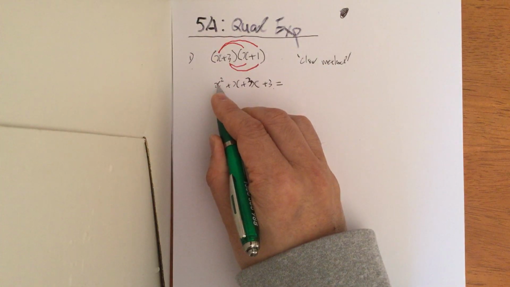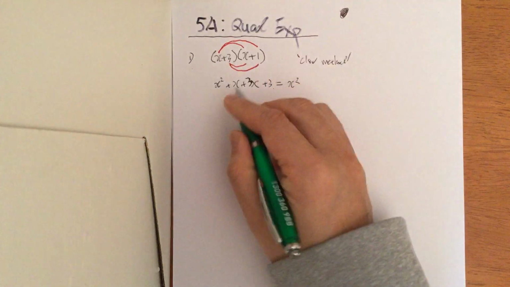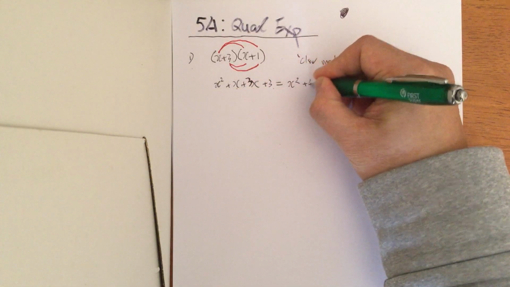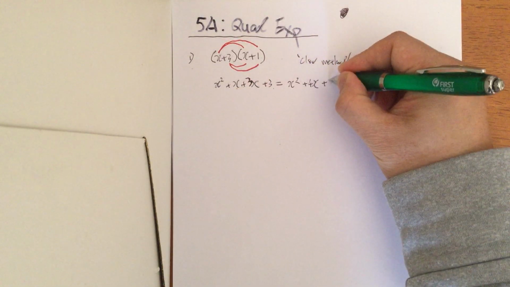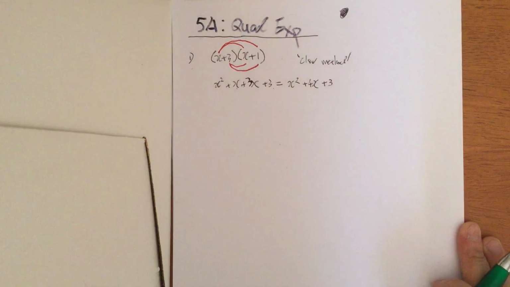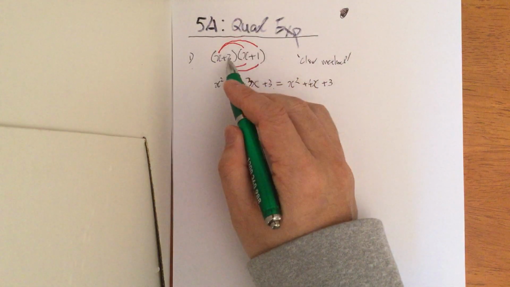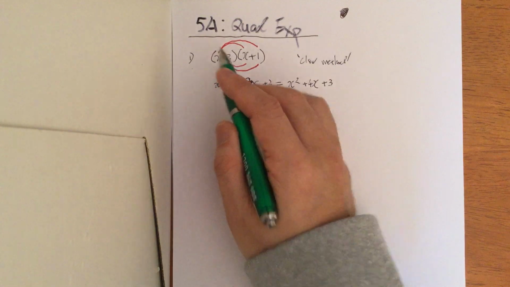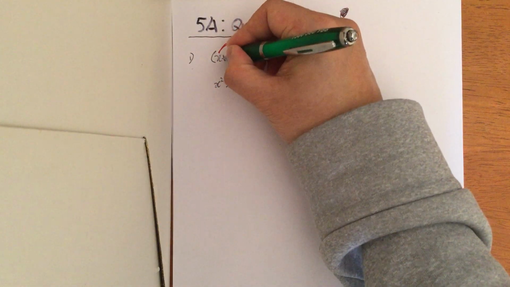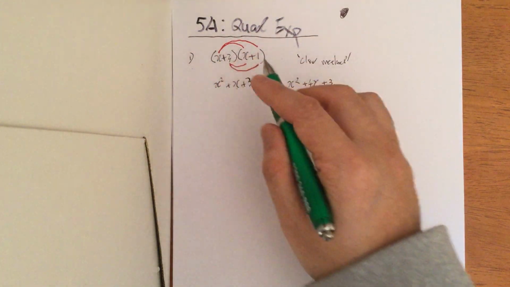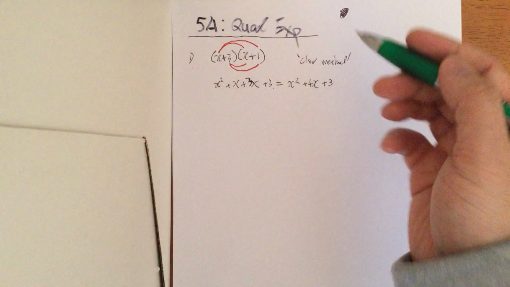x squared, there's no other term, x squared. x plus 3x equals 4x, plus 3. Now, you may have heard me literally describe each term with a plus, verbally and explicitly. By doing so, it forces you to think about and incorporate their signs.